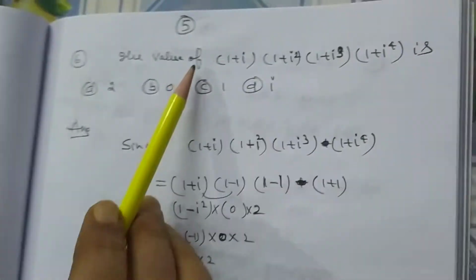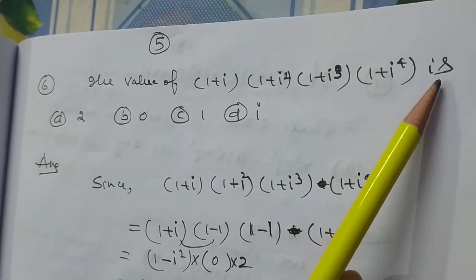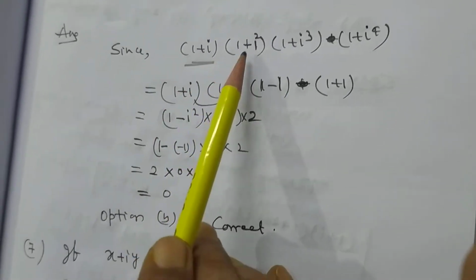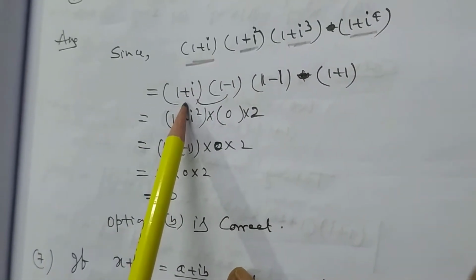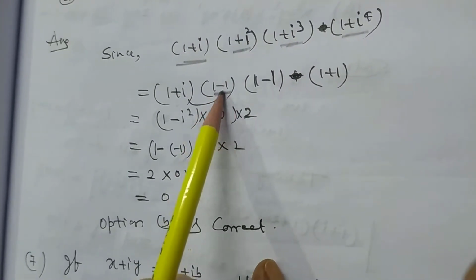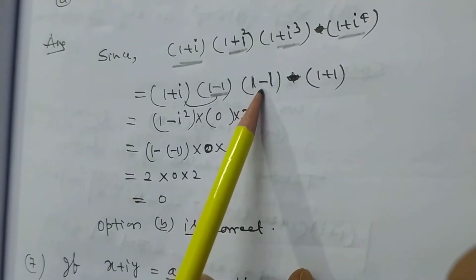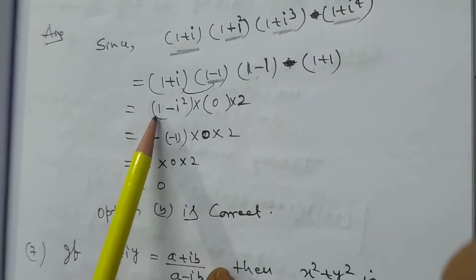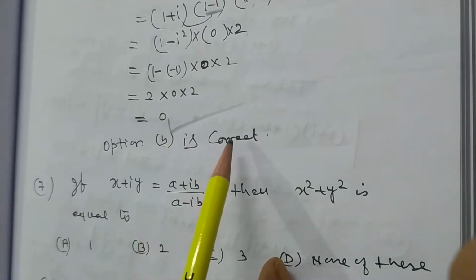Now, my dear student, I want to solve the next problem. The value of 1 plus i squared, 1 plus i cubed, 1 plus i to the power 4 is: 2, 0, 1, i. 1 plus i squared is 1 minus 1. 1 plus i cubed is 1 minus i. 1 plus i to the power 4 is 1 plus 1. So the product is 1 minus i squared into 0 into 2, so the product will be 0. Hence B is the correct answer.